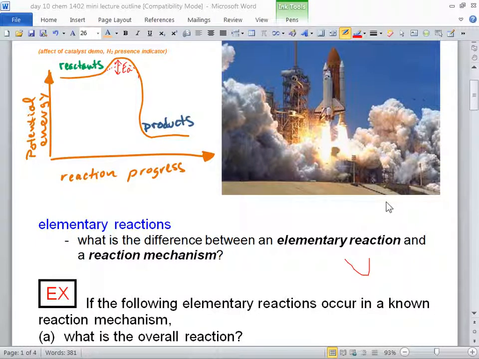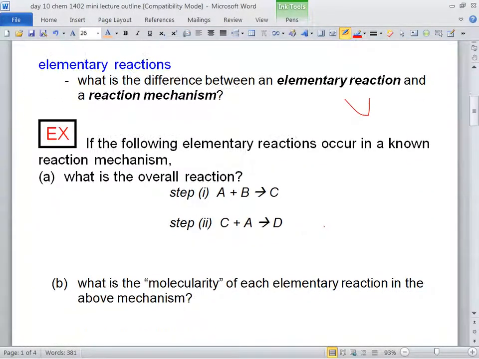I think you're going to like today because the math is a lot easier. We're still talking about kinetic equations and things for reactions, but man, you're going to see the math is so much easier. Okay, what is the difference first between an elementary reaction and a reaction mechanism?